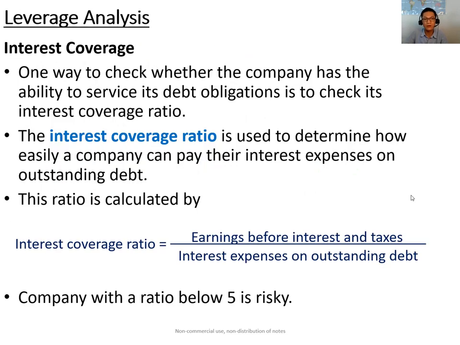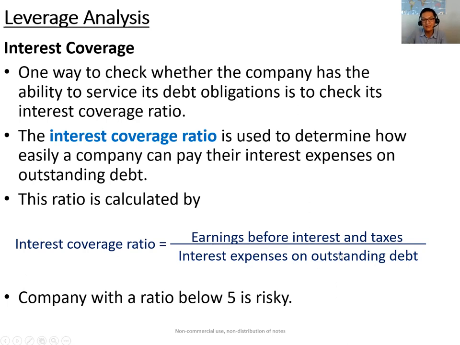One way to check whether the company has the ability to service their debt obligation is to check their interest coverage ratio. It means how easily the company can pay their interest expense on outstanding debt. This interest coverage ratio is given by this equation: the EBIT over interest expense on outstanding debt.